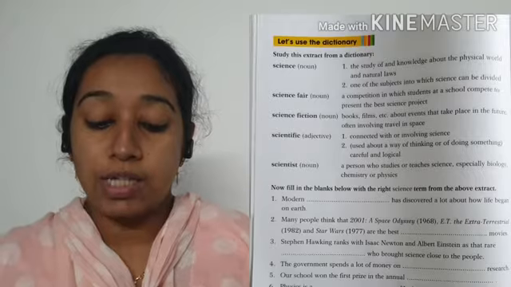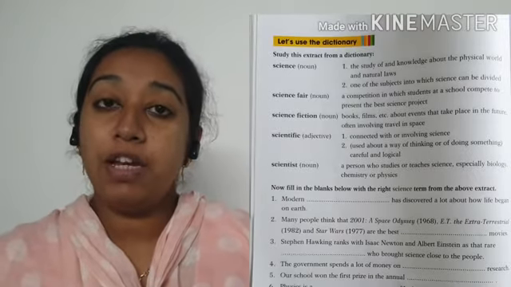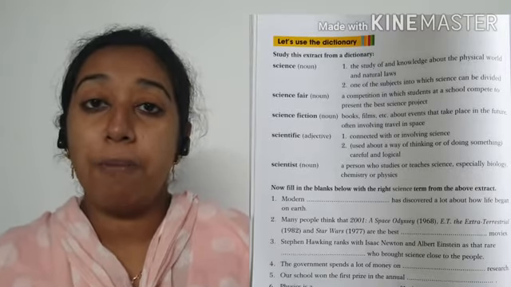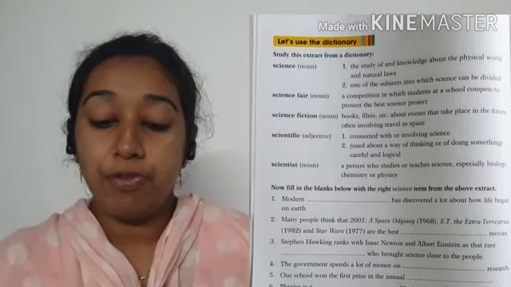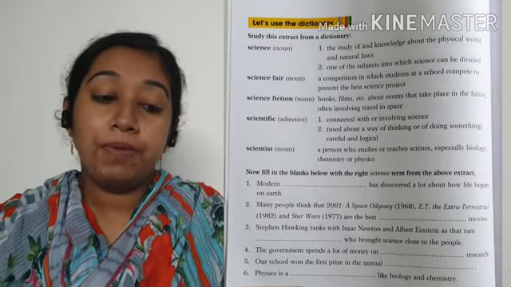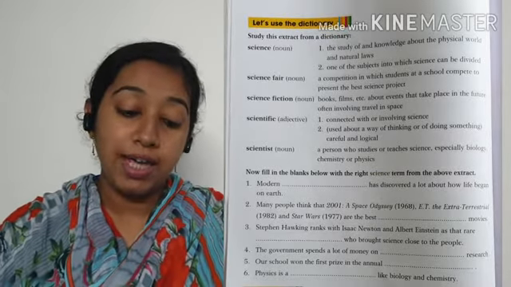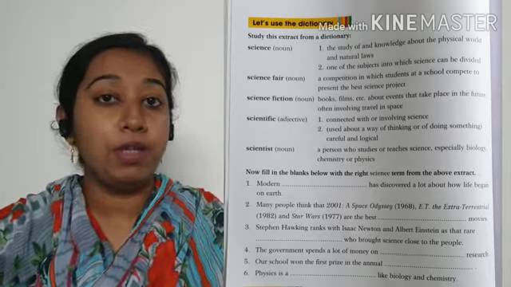Let's use the dictionary, the exercise given on page number 66. There is an extract given from the dictionary. The word science is used as noun, adjective, and in different parts of speech. Accordingly, the meaning of the word science used in different parts of speech is given over here. We have to read the meanings given and then fill in the blanks in the following sentences.